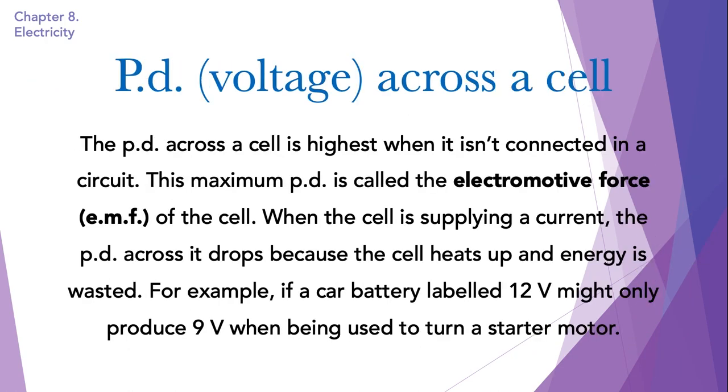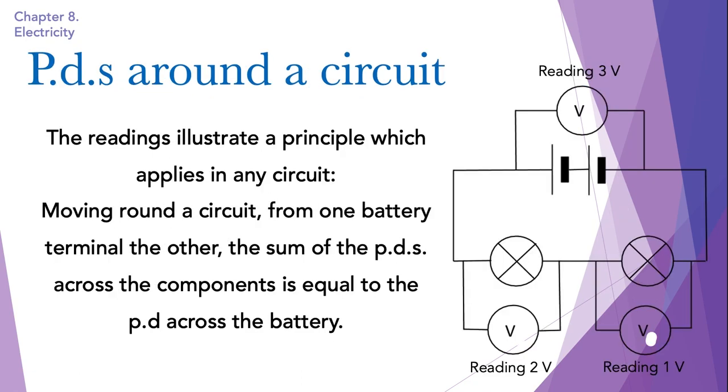Basically, the electromotive force of a cell is the work done per unit of charge by the cell in driving charge around a complete circuit, including the cell itself. The potential difference across a component is the work done per unit of charge in driving charge through the component. This was potential differences around a circuit. The principle which applies in any circuit is that, moving round a circuit from one battery terminal to the other, the sum of the potential differences across the components is equal to the potential difference across the battery.